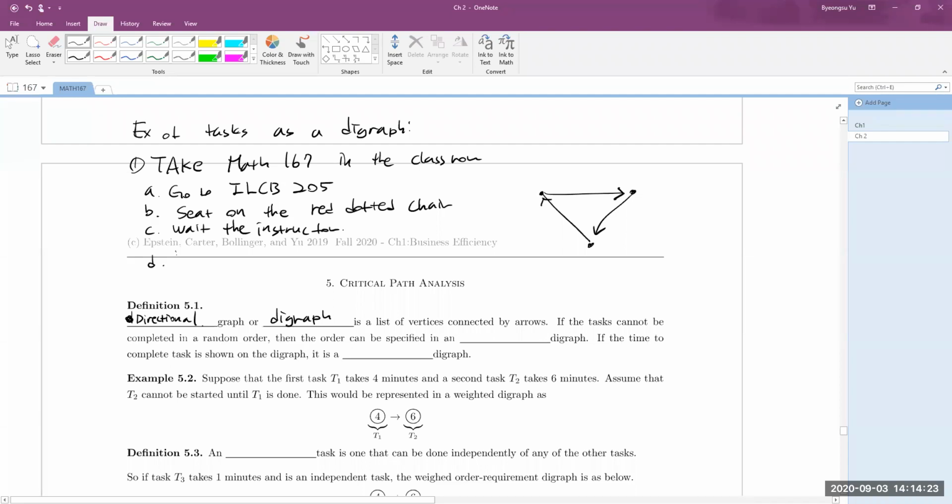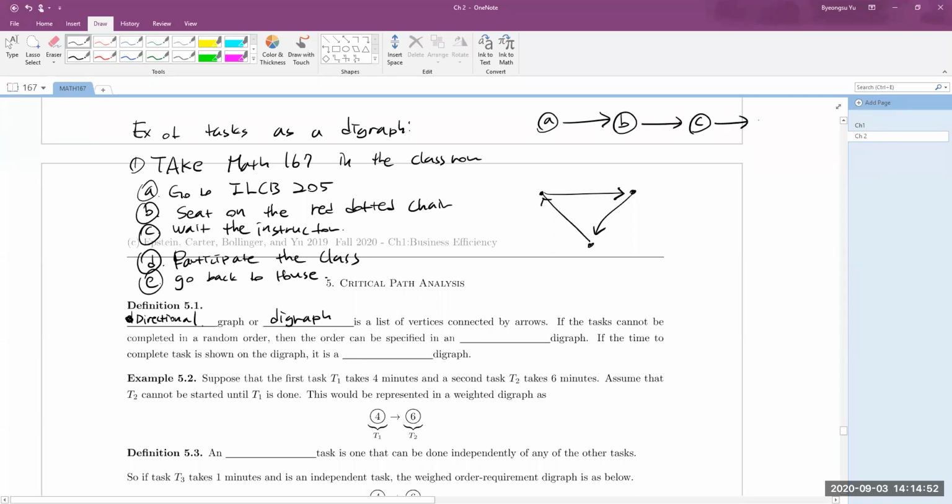And participate in the class. And after the end of the session, you need to go back to house, right? So if you think of each one as a task, A, B, C, D, E, then you can depict your tasks as A, B, C, D, E, right? So in this case, every task is just a single element, right?